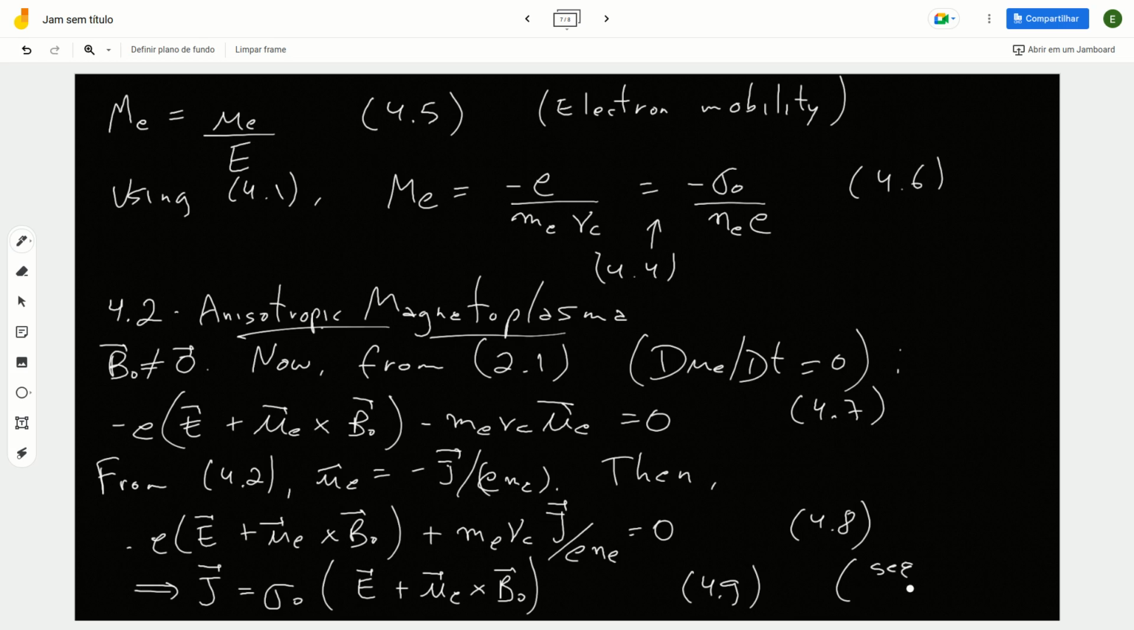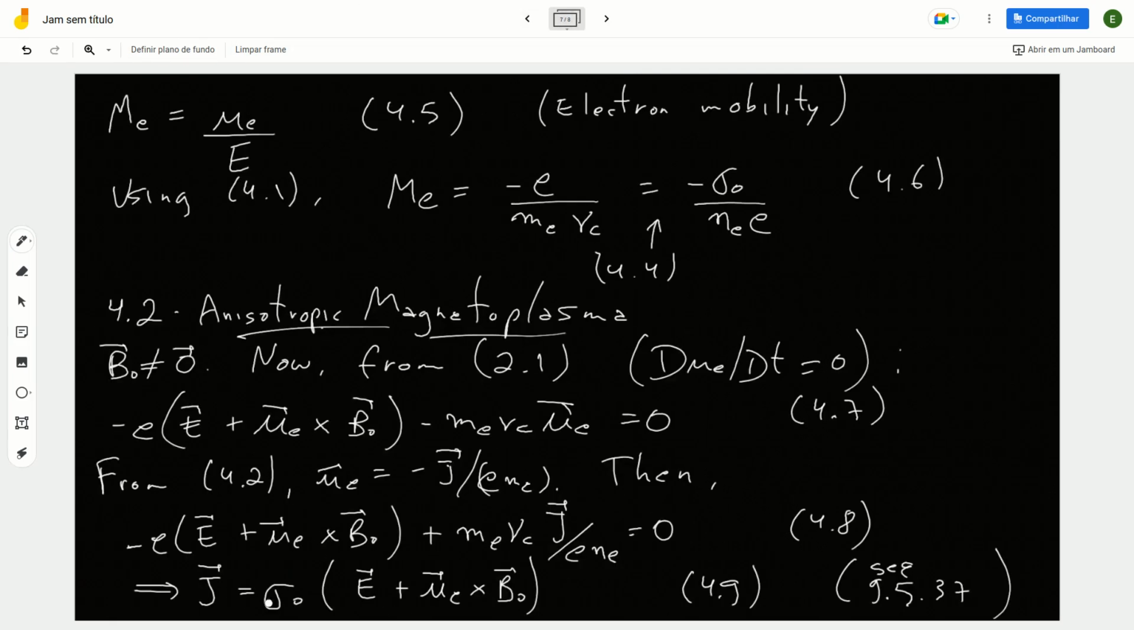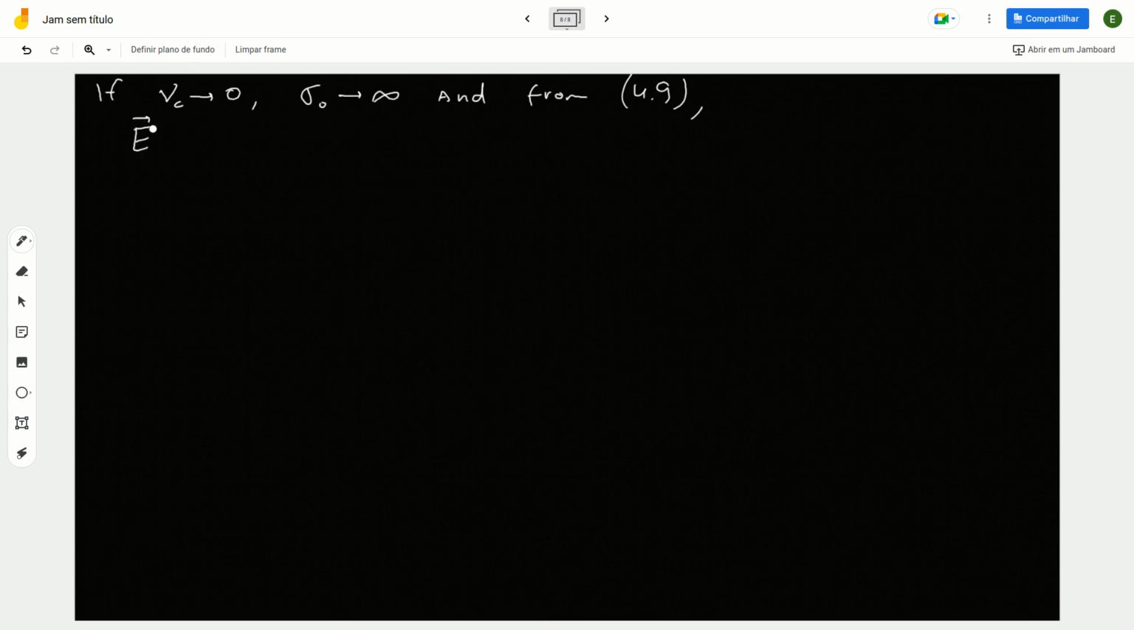It's chapter 9, equation 5.37. If we consider that collisional effects are negligible, then the collisional frequency goes to 0 and the conductivity goes to infinity. And from 4.9, if collisions go to 0, then this conductivity goes to infinity, and we can divide J by sigma, then this is going to be dropped. We end up just with this equal to 0. So we have E plus UE cross B equal to 0.